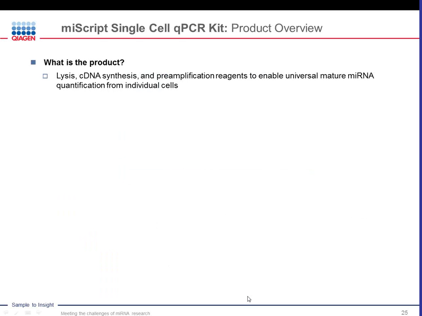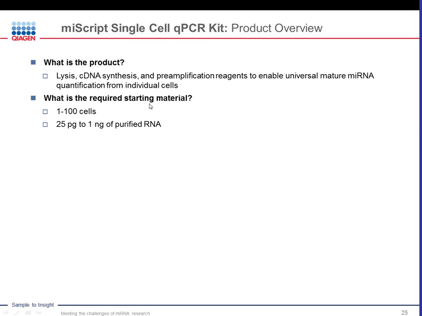Now also, we have the miScript single cell qPCR kit. Basically here I want to provide you with a product overview. If you want any more material on the miScript single cell qPCR kit, just let me know in the question box, and I can send you a separate webinar deck discussing the whole single cell kit. So what is the product? It's basically lysis reagents, cDNA synthesis, and preamplification that enables universal mature microRNA quantification from individual cells.